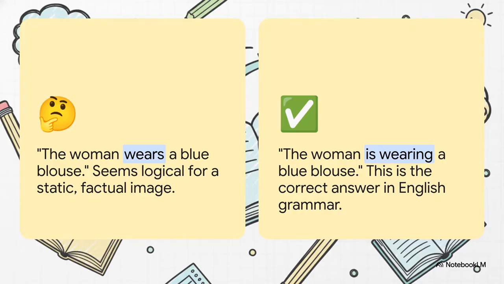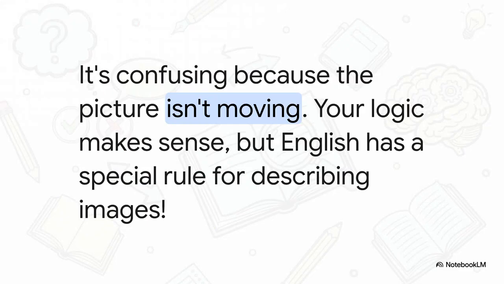Okay, so chances are your first thought was something like, the woman wears a blue blouse. And you know what? That makes perfect sense. The image isn't moving, it's just a fact you're stating. But, and here's the twist, in English, the right way to say it is actually, the woman is wearing a blue blouse. And that is exactly why this is so confusing. Your brain is going, wait a minute, the picture is static. It's not moving, so why on earth would I use a continuous tense? And honestly, your logic is sound. It's confusing for a really good reason. But, well, English has its own little rule for this one.